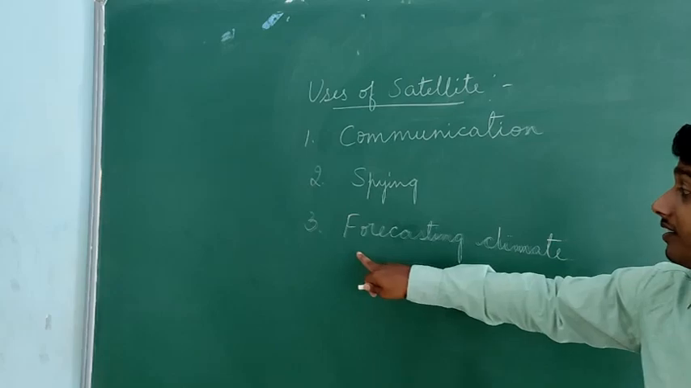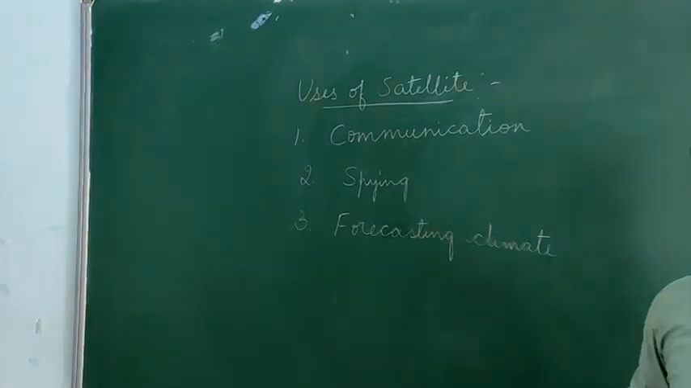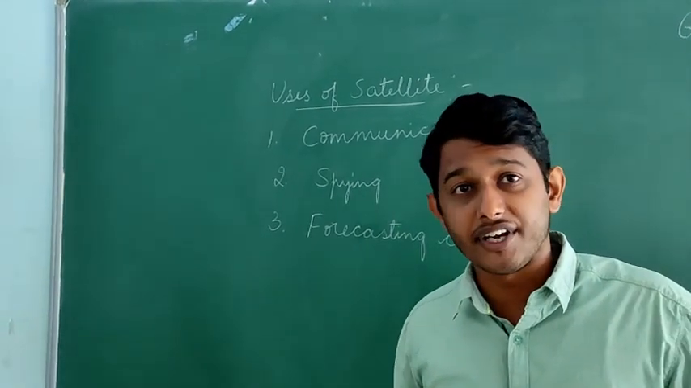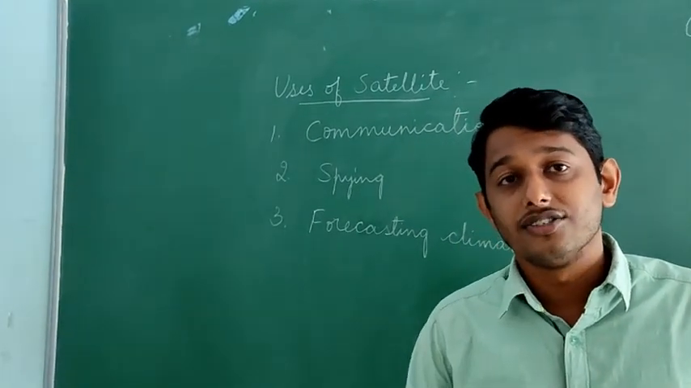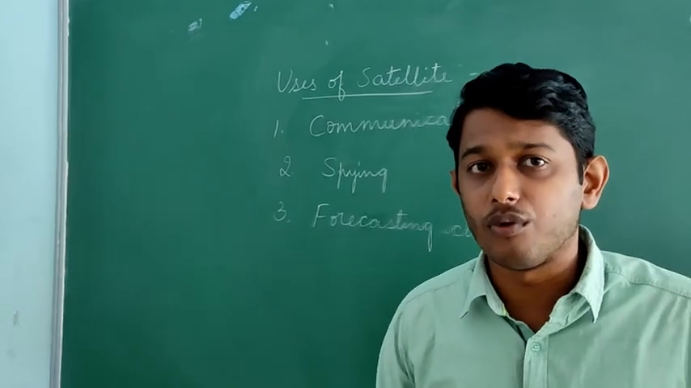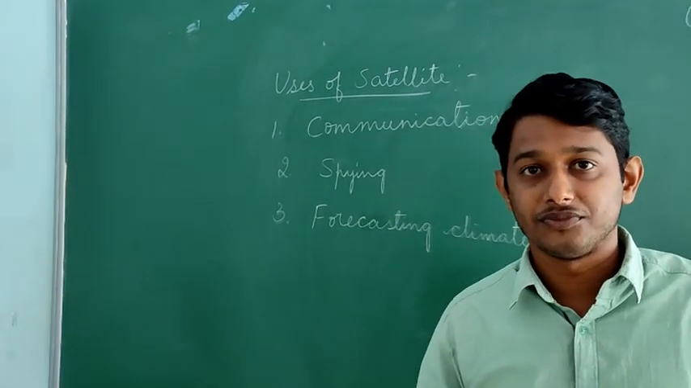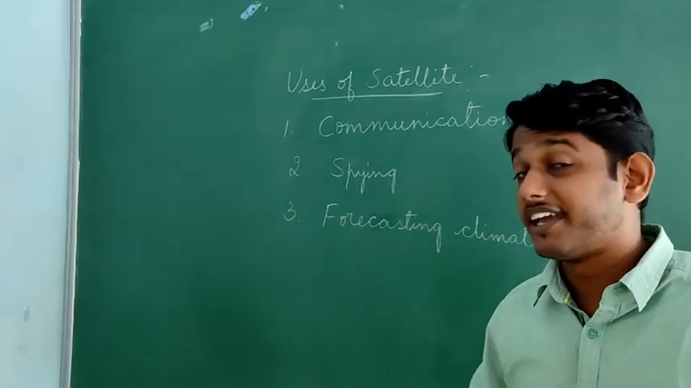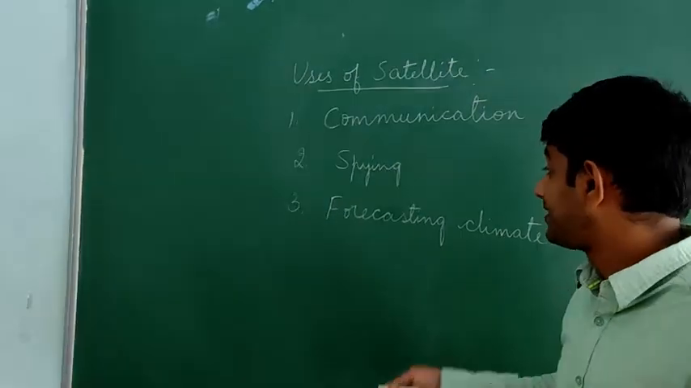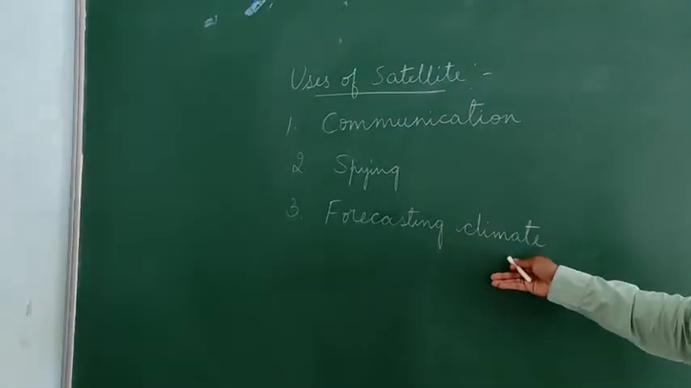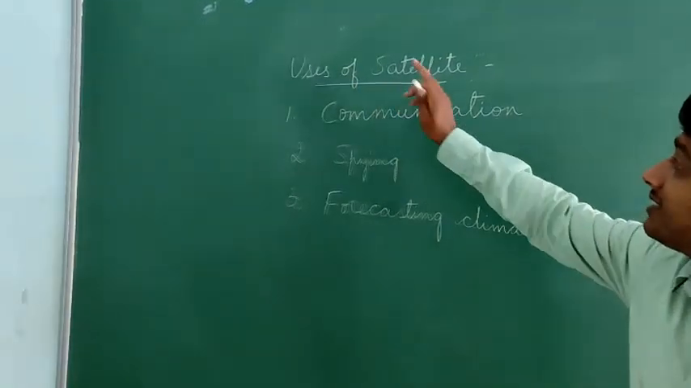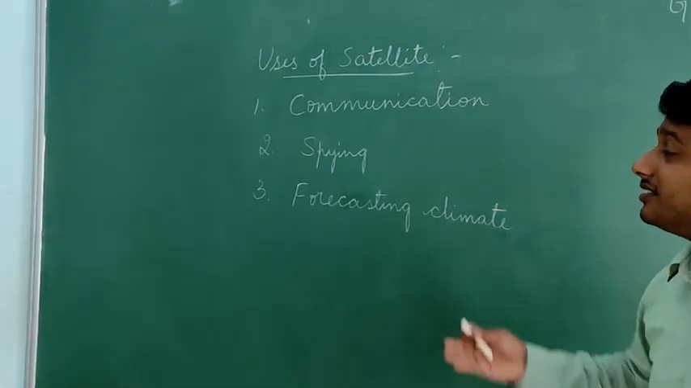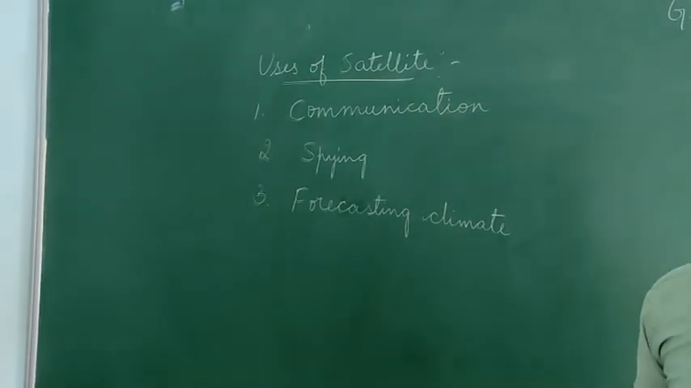So the third one is forecasting climate. We can know the weather report of each and every day, even before that day. On the previous day itself, we can know what can happen tomorrow. Today itself we can know what the climate will be for tomorrow. So we can know the weather exactly. For forecasting the climate, we use these satellites. There are many uses of these satellites; these are only a few.